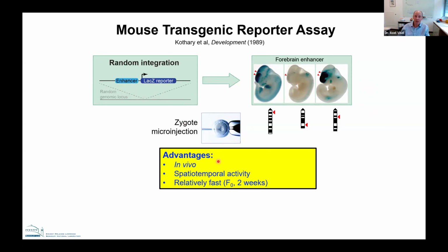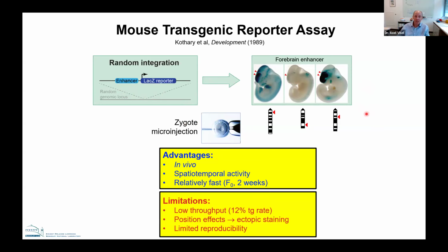But then you see here in this example also some of the disadvantages of this approach. So the first one you don't actually see, but it's hinted at here. It's a random integration into the DNA, which means the efficiency is relatively limited. Of the embryos that you inject, only 10 to 15% on average turn transgenic. So you need to really inject a lot of eggs to get a good number of embryos.